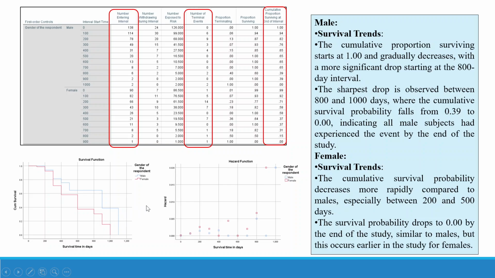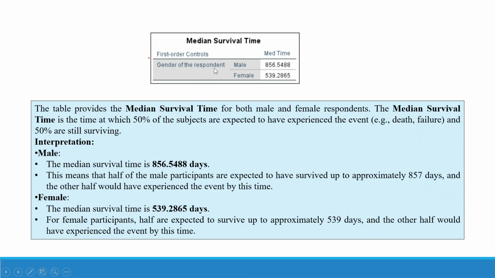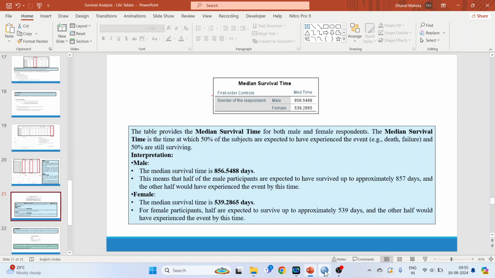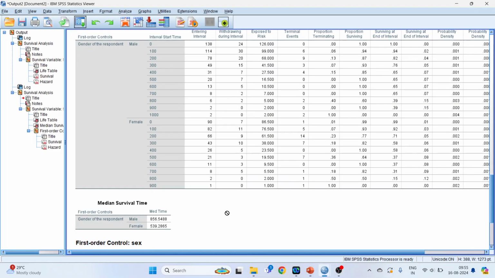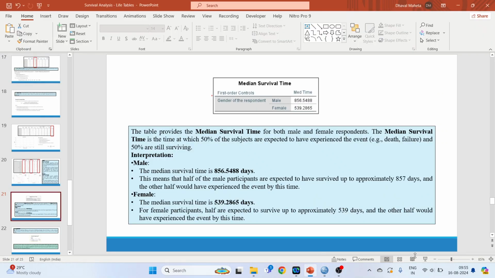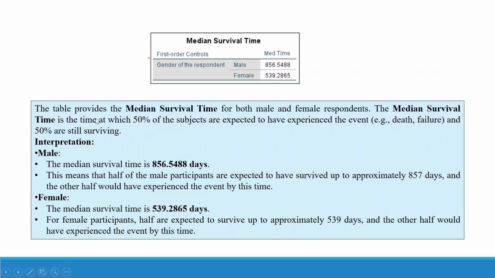at different time intervals. The median survival time, this you will get from here. The median, here it is. Okay, the median survival time. Now what is the interpretation of it? The table provides a median survival time. Median is 50% for both male and female respondents. The median survival time is the time at which 50% of the subjects are expected to have experienced the event, that is death, and 50% are still surviving.